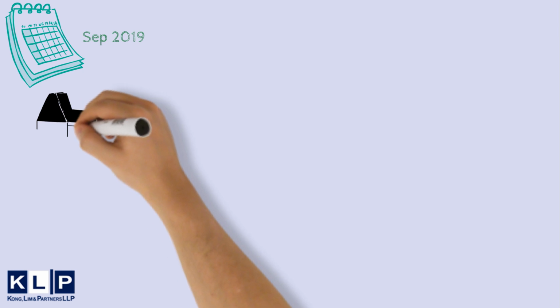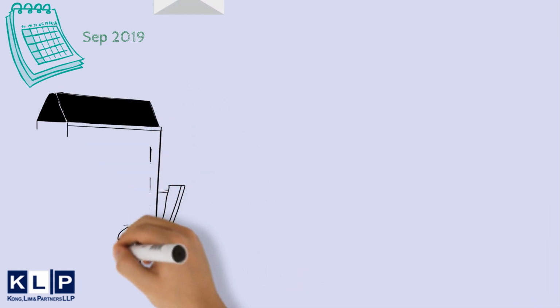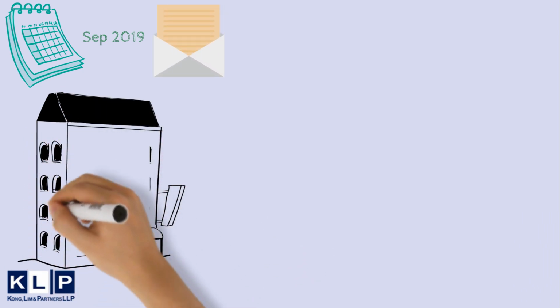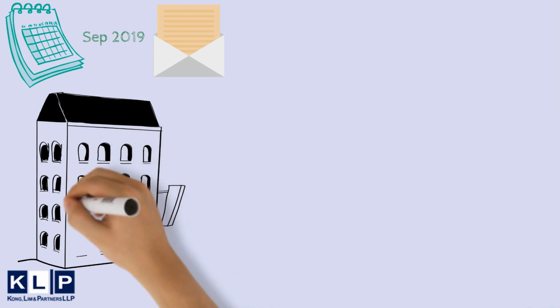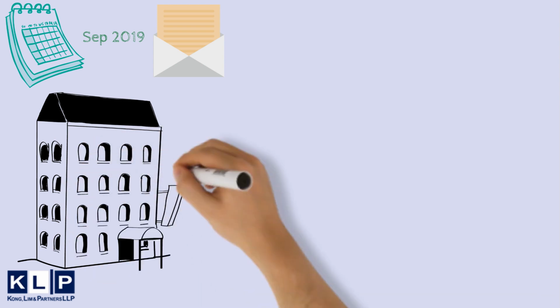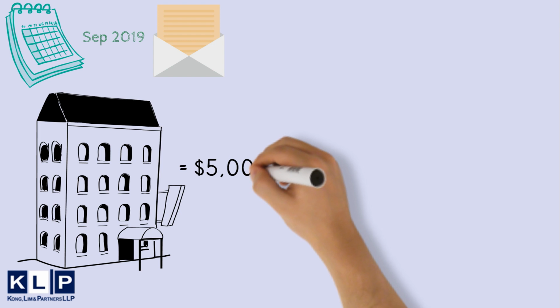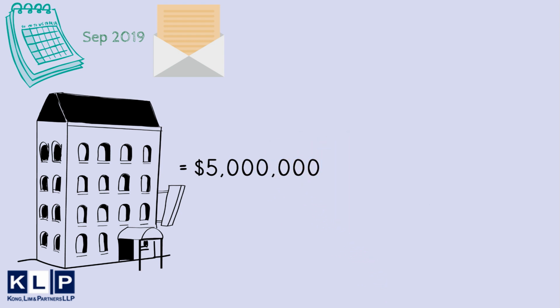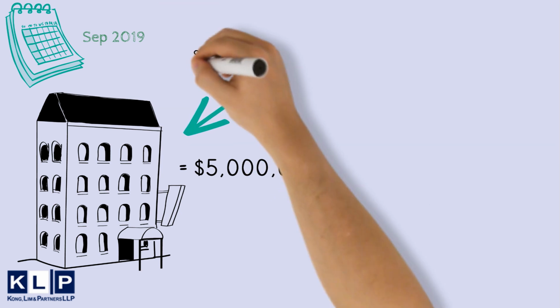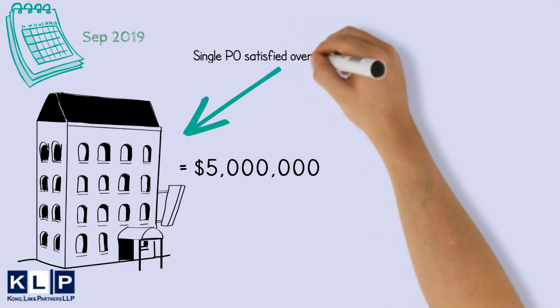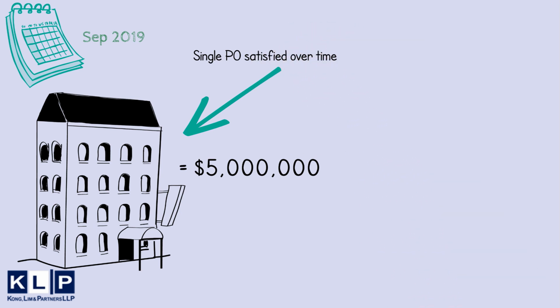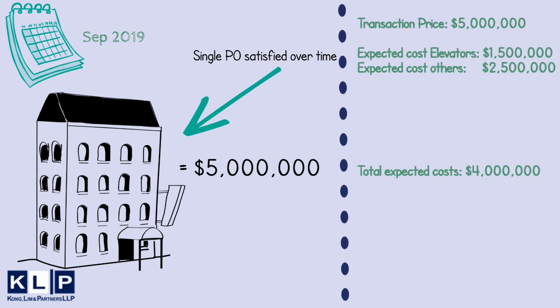In September 2019, an entity enters a contract with a customer to refurbish a building and install new elevators for total consideration of $5 million. The promised refurbishment service, including the installation of the elevators, is a single performance obligation satisfied over time. A summary of the expected costs is as follows.